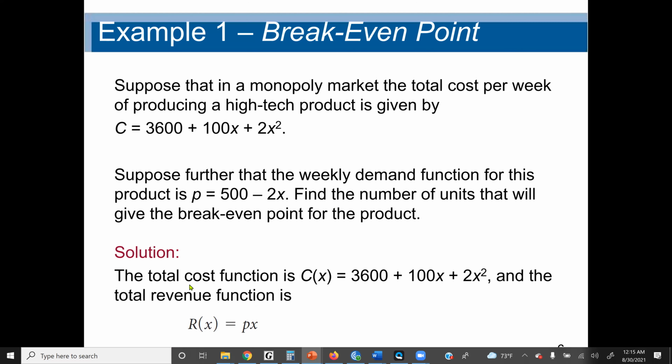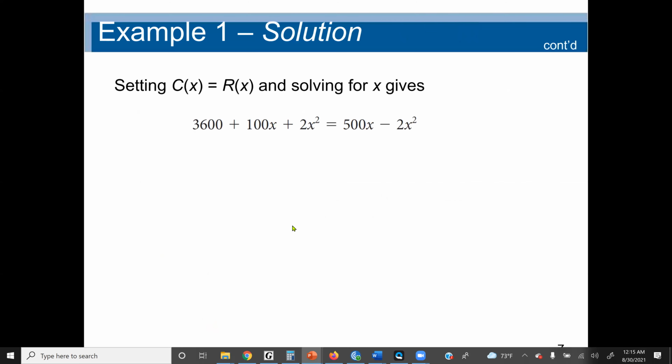So here we say the total cost function again is given to us. C of x equals 3,600 plus 100x plus 2x squared. And the total revenue function is always P times x. P is given to us, so it will be 500 minus 2x times x. So now we are going to say R of x equals C of x. Then we find the value of x, and that will be our break-even point.